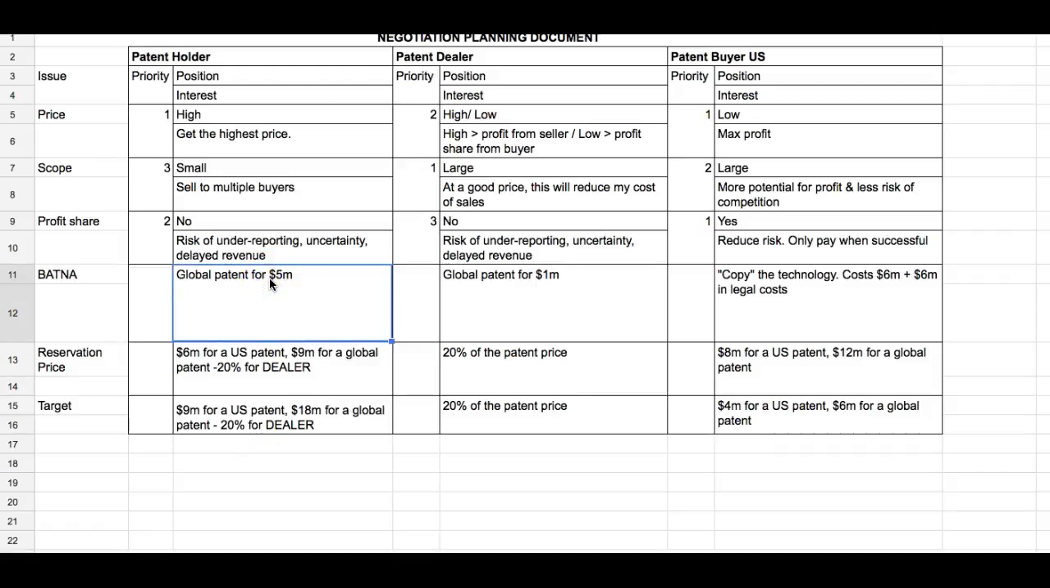5 million he could get for a global patent. That's what I have in my pocket. As a patent holder, if this deal falls through, I can sell this to another party who will pay me 5 million, but it's not a US patent, it will be a global patent. Right? That's his BATNA. He already has that. Global patent means that basically the buyer can use that technology exclusively worldwide.